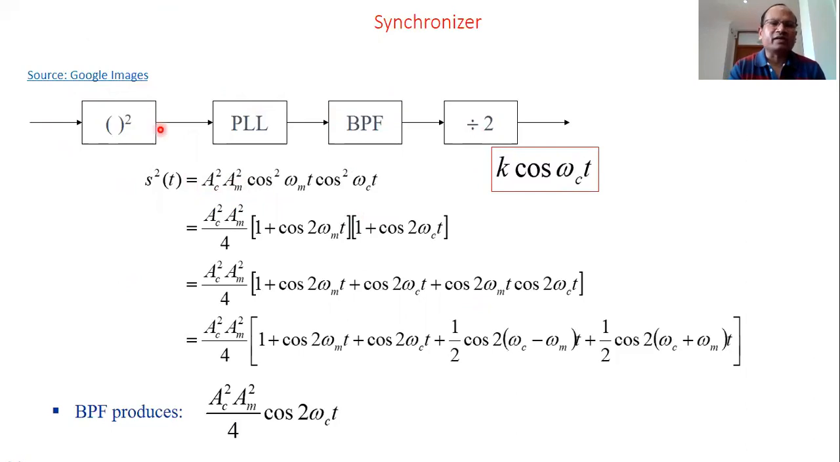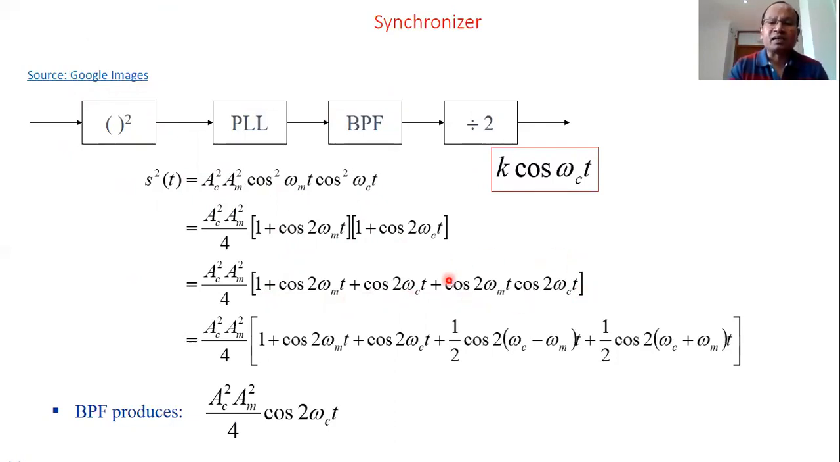See here, when we pass through this square device, it becomes Ac square Am square cos square omega m t into cos square omega c t. Further solving it, cosine square omega m t can be written as 1 plus cosine 2 omega m t. Cosine square omega c t can be written as 1 plus cosine 2 omega c t. Further simplifying it, when we multiply, it becomes 1 plus cosine 2 omega m t plus cosine 2 omega c t plus cosine of 2 omega m t into cosine of 2 omega c t.